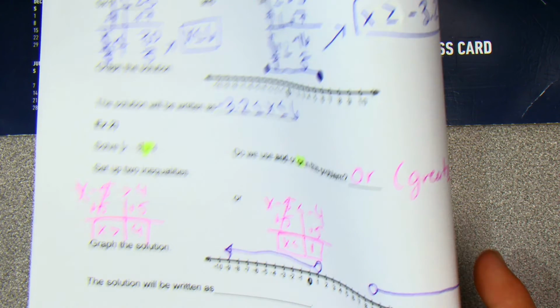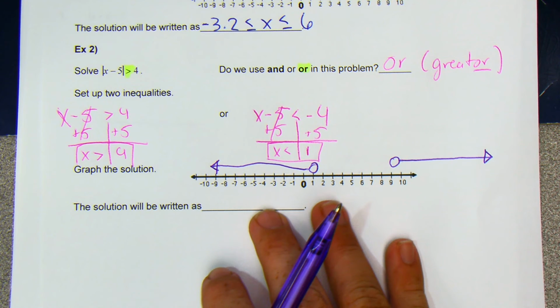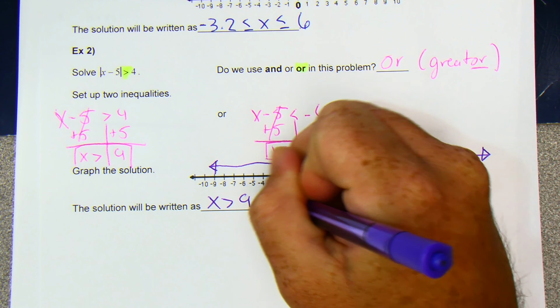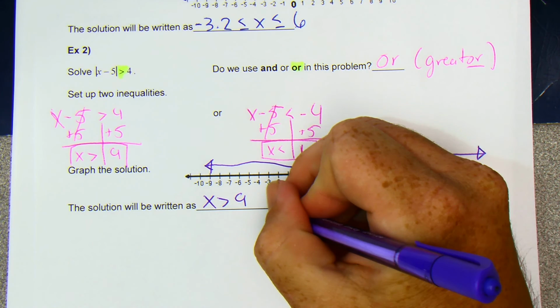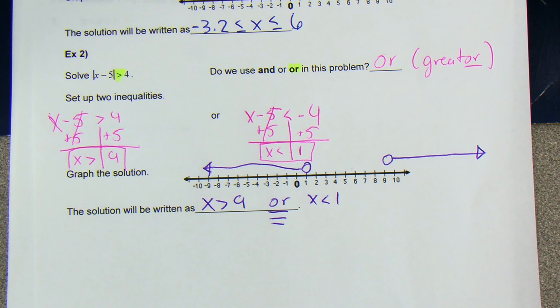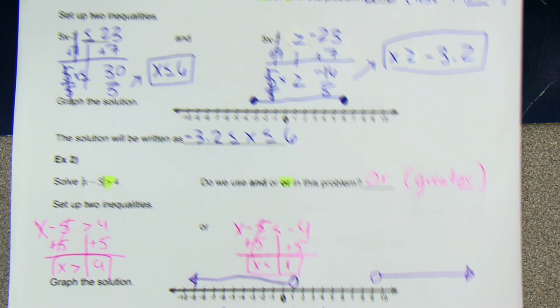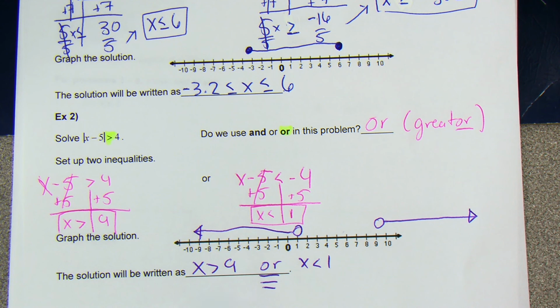The solution will be written as, and this is where we'll put or between them. So we'll have x is greater than 9, or x is less than 1. And notice that we have this or right there, and that is because it's a greater than problem. If it was a less than, we would write it with the x in the middle, but since it's a greater than, we just write or between the two. Okay, so the biggest thing with this is when we set it equal to a negative, we have to flip our inequality sign.